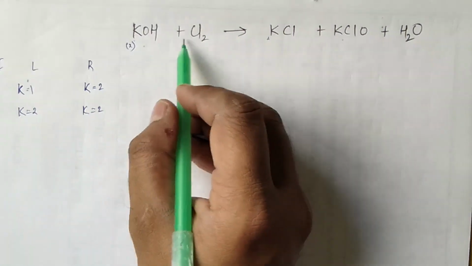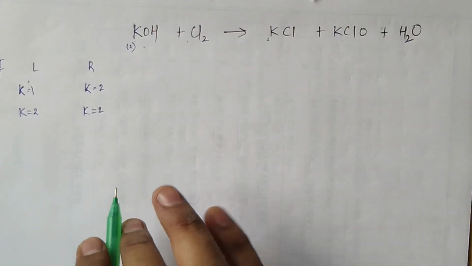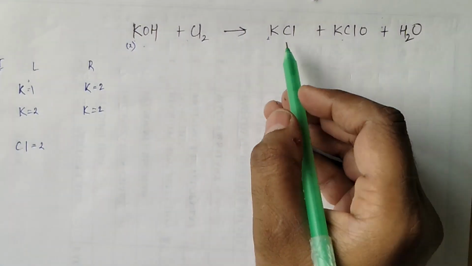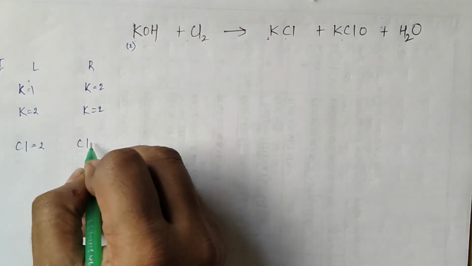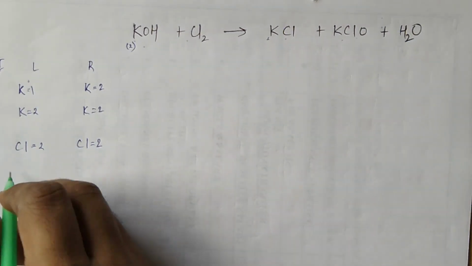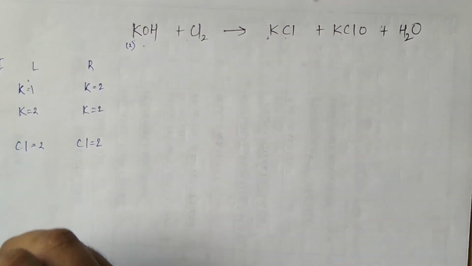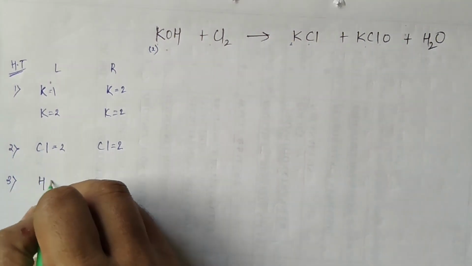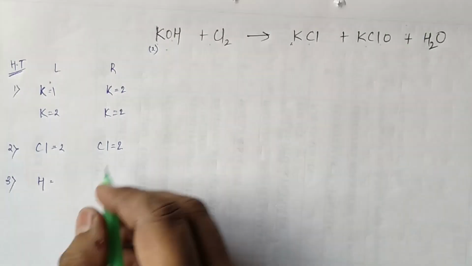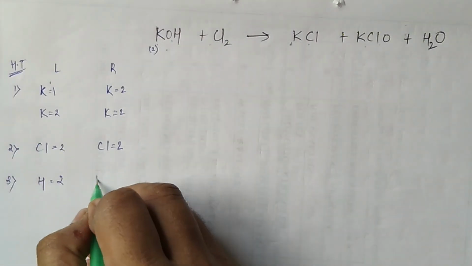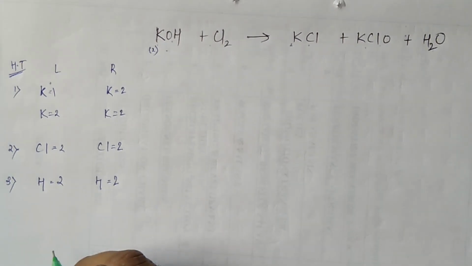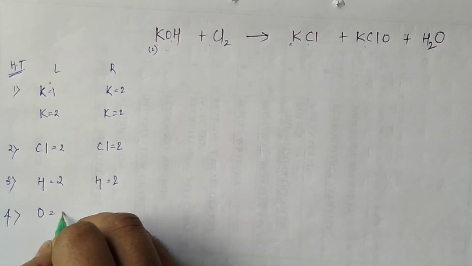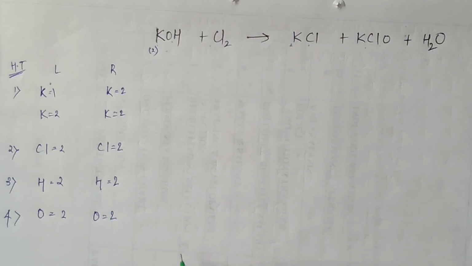Next, non-metals except oxygen and hydrogen. So among non-metals I will take chlorine. Chlorine here is 2. Over here 1 plus 1, 2. So chlorine equals 2 on both sides. Then the third one is hydrogen. Hydrogen over here is 2 on the left-hand side, and on the right-hand side hydrogen is 2. Now let's check the oxygen. Oxygen here is equal to 2 and oxygen here is also equal to 2.